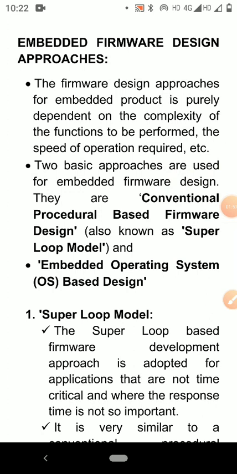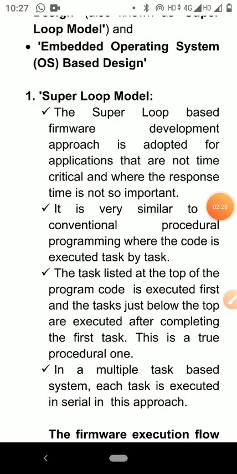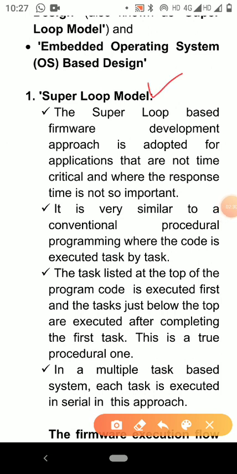The embedded firmware design approach is purely dependent on the complexity of the functions to be performed, the speed of operation required, etc. Two basic approaches are conventional procedural based firmware design, also known as super loop model, and OS based, operating system based design. First one, super loop model.